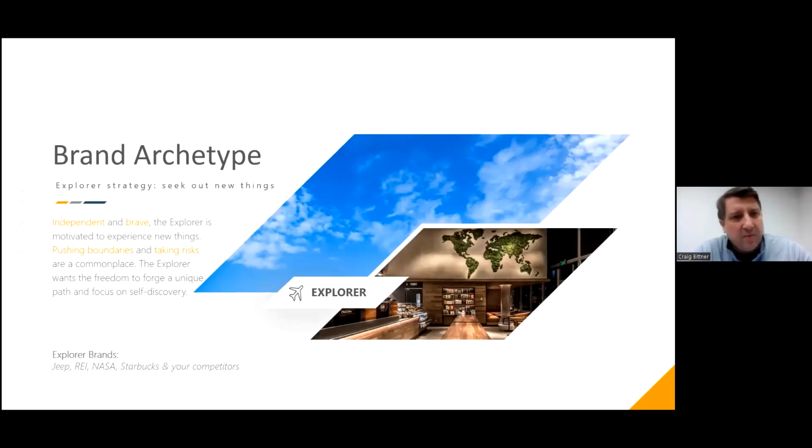Another popular brand archetype is the explorer. The explorer seeks out new things. They're independent and brave. The explorer is motivated to experience new things. Pushing boundaries and taking risks are commonplace. The explorer wants the freedom to forge a unique path and focus on self-discovery. Some explorer brands are Jeep, REI, NASA, Starbucks.